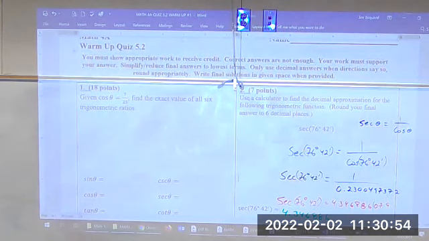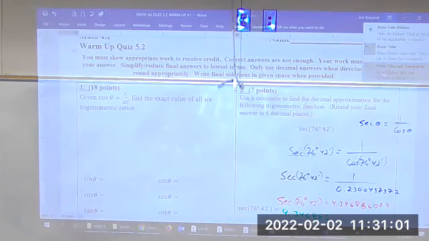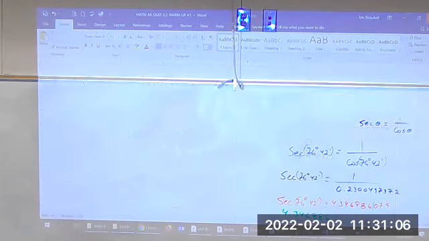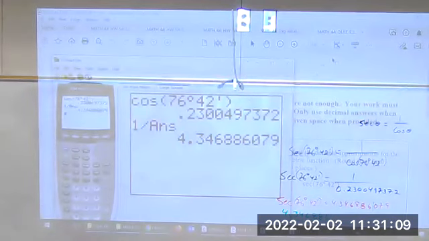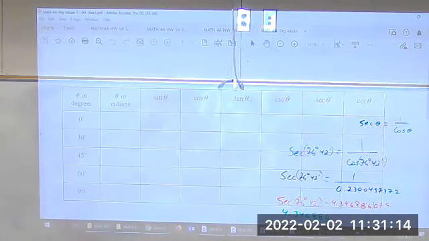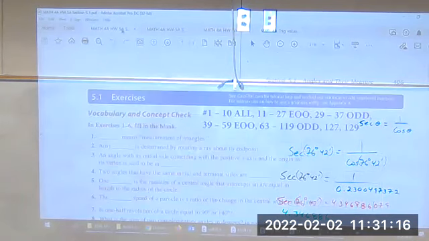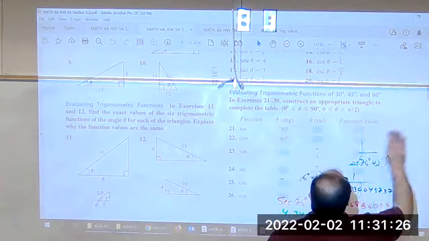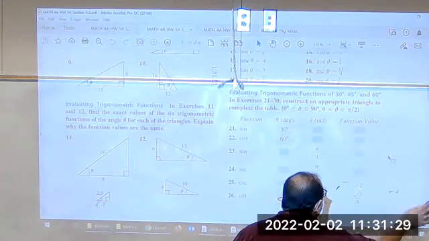We left off at one of the most important critical junctures in this class. We talked about them, now you're about to see. You need to know your special right triangles backwards, forwards, left and right, upside down.